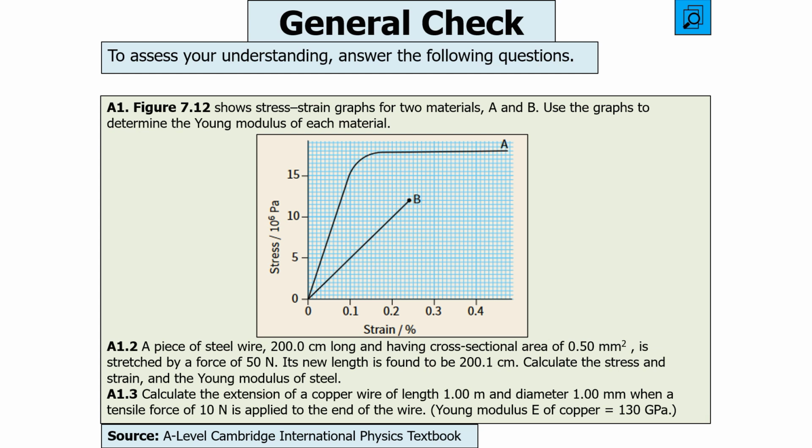Then calculate the extension of a copper wire of length 1.00 meters and diameter 1.00 millimeters when a tensile force of 10 newtons is applied to the end of the wire. The Young modulus of copper is 130 gigapascals. So pause the video now, then unpause the video when you want to go through your answer.